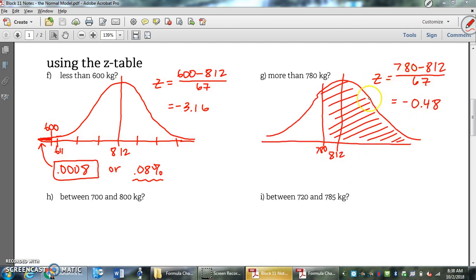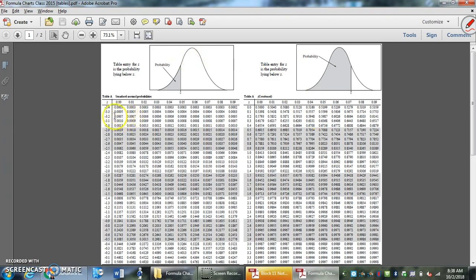Alright, so I found the z-score and I drew out the picture, and I can see from what I've shaded that this should be a fairly big answer, definitely more than 50%. So I want to keep that in mind as I look at my z-table. I have my z-score of negative 0.48. On my z-table, I'm going to look for the negative 0.4 row, which is way down here. And then I'm moving over until I'm underneath the 0.08 column, which is this number right here.